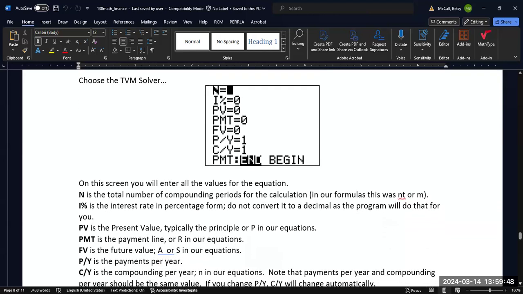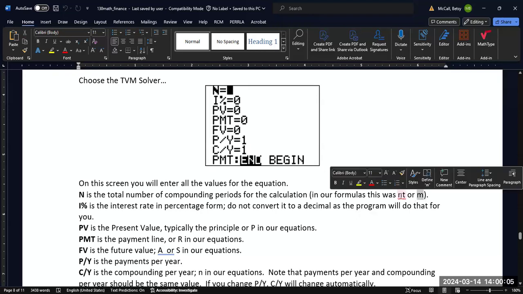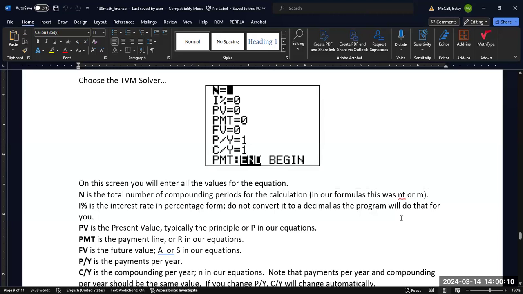Now, just to understand what is going on here, N is the total number of compounding periods for the calculation. So in the previous video on math of finance, where we were working through problems using the formula, this is equivalent to the M, or it is N times T. So it's the number of periods per year times the number of years. So capital N here is the total number of compounding periods.